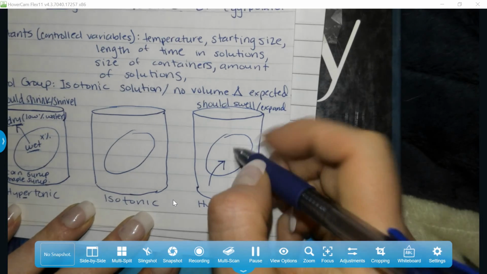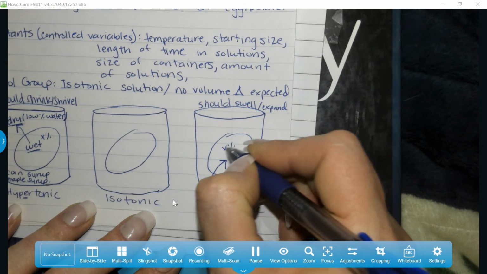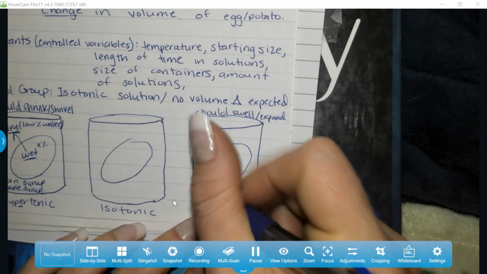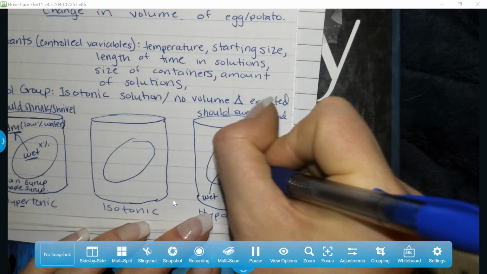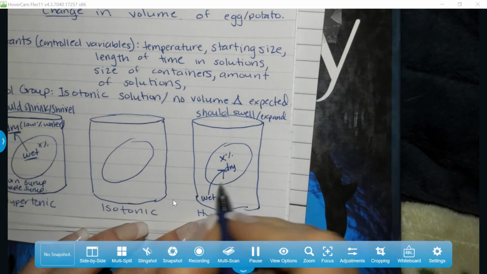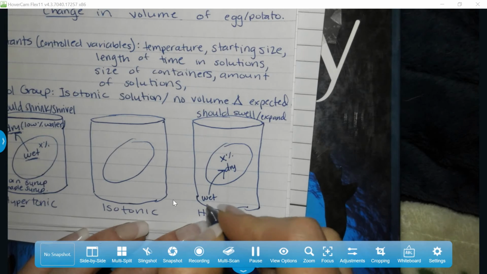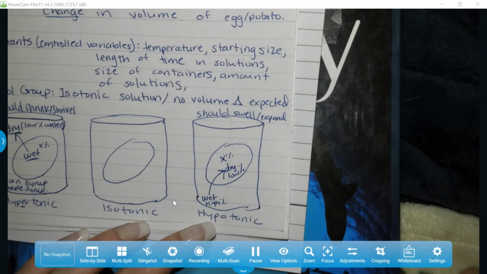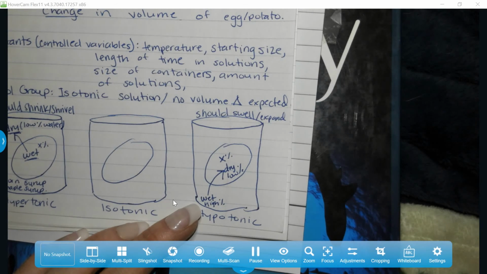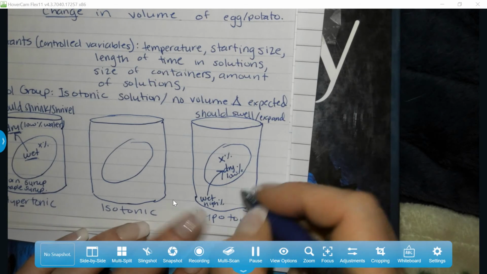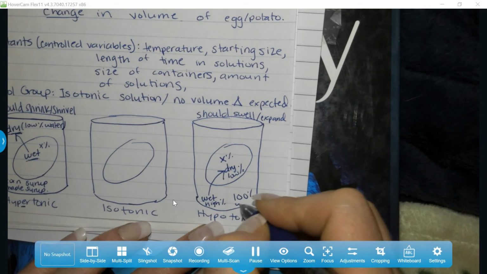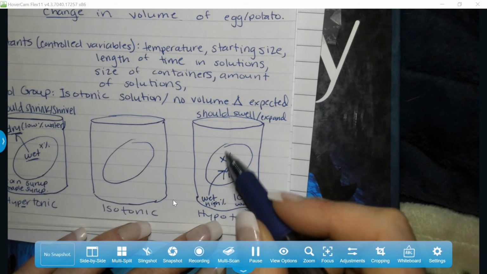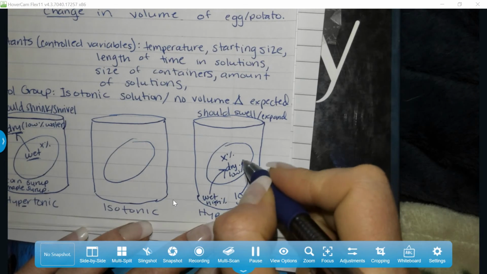And so again, we still don't know what percentage of water is inside the egg, but we need the outside of the egg to be wet and the inside of the egg to be dry, or the outside to have a high percentage of water and the inside to have a lower percentage of water. And so the easiest way to do that is just to go all the way to the extreme. If we put 100% water outside of the egg, then that should definitely be higher than whatever's inside the egg, and the water should go inside.